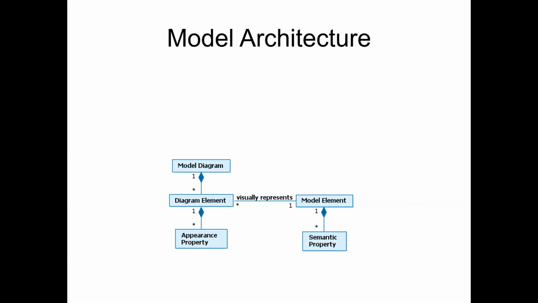So this is the first of a number of slides on the model architecture, which I think is very important to understand. If you look at the right, there's a model element, which has semantic properties. This is a term that my modeling tool uses. I'm not sure whether UML uses it or not. I don't think they do. On the left, there's a diagram element, which visually represents the model element, and it has appearance properties. And it's part of a model diagram.